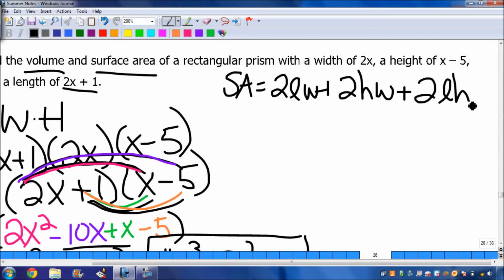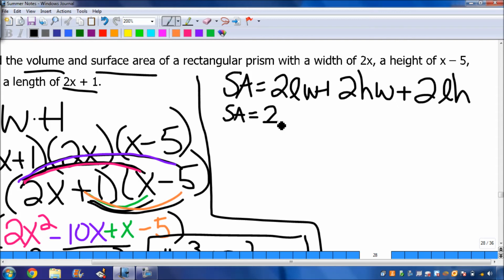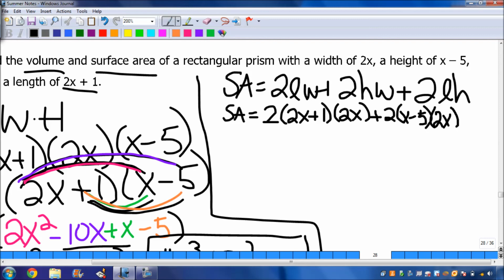Okay, so I'm going to write down 2 times the length, which is 2x plus 1, times the width, which is 2x. Alright, plus 2 times the height, which is x minus 5, times the width, which is 2x, plus 2 times the length, which is 2x plus 1, times the height, which is x minus 5.